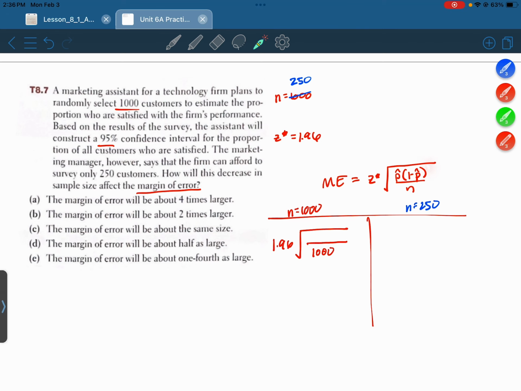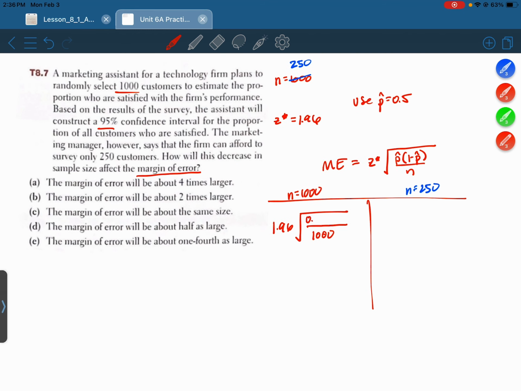Now, the one thing we don't know is the sample proportion. So in a situation like this, when you don't know it, you're just going to use 0.5 as a conservative guess. So then this is 0.5 times 0.5. All right, when we calculate this, we get 0.03099. So about 3%.